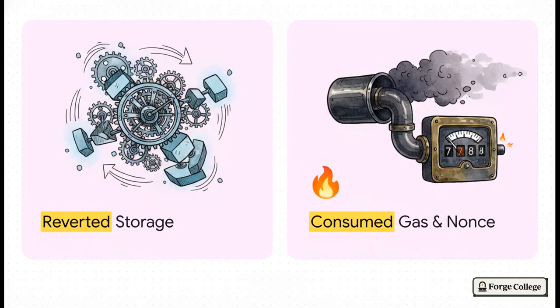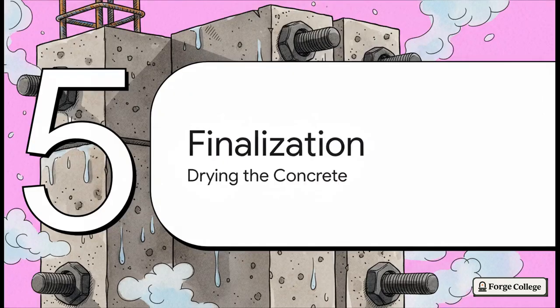And guys, this is a vital concept to grasp. Even if the execution completely reverts and all your token transfers get canceled, the EVM still charges you for the computational work it did while trying to process it. And this is the part that catches a lot of people out. It permanently increments your nonce. So if your nonce was 7, it is now 8, even for a completely failed transaction. Wild, right?